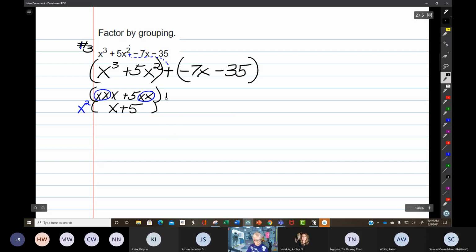Actually, it's not hard. It's just, it takes thought. Here we have, now that it's grouped, a separate polynomial, negative 7x minus 35. This is the higher degree term. This is a degree 1 term. This is a degree 0 term. This is the leading term, and negative 7 is the leading coefficient.